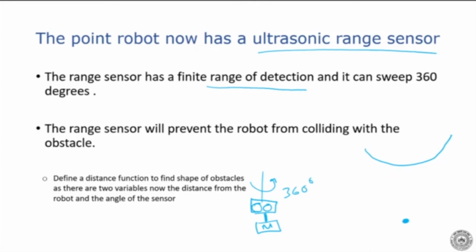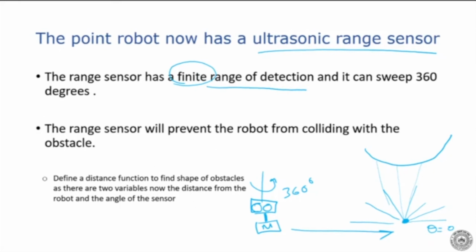Okay, so suppose you can imagine this, this is my range sensor, and in this direction it is my 0 degrees here. Okay, theta is equal to 0 here, and it can sweep. As the motor rotates, what will happen? It will sweep and it will give me the distance. Okay, so first of all, there is a range sensor. It has a finite range, and the range sensor will prevent the robot from colliding with the obstacle. So in the previous case, it had to touch the obstacle. Here, it will not touch the obstacle because it knows the obstacle is there.